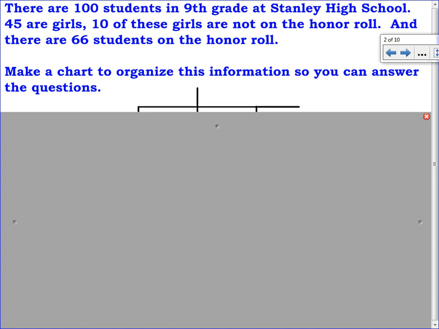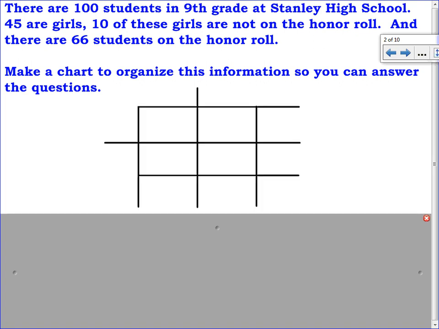So we're looking at a few different variables. We're looking at whether a student is on the honor roll or not on the honor roll, and then we're also looking at girls versus boys. So you can organize it a couple of different ways. You could have the honor roll on the left, or you could have honor roll across the top. I'm just randomly picking to put honor roll on the left, and then we have boys and girls here. Now we're going to fill in the chart based on what they told us in the problem.